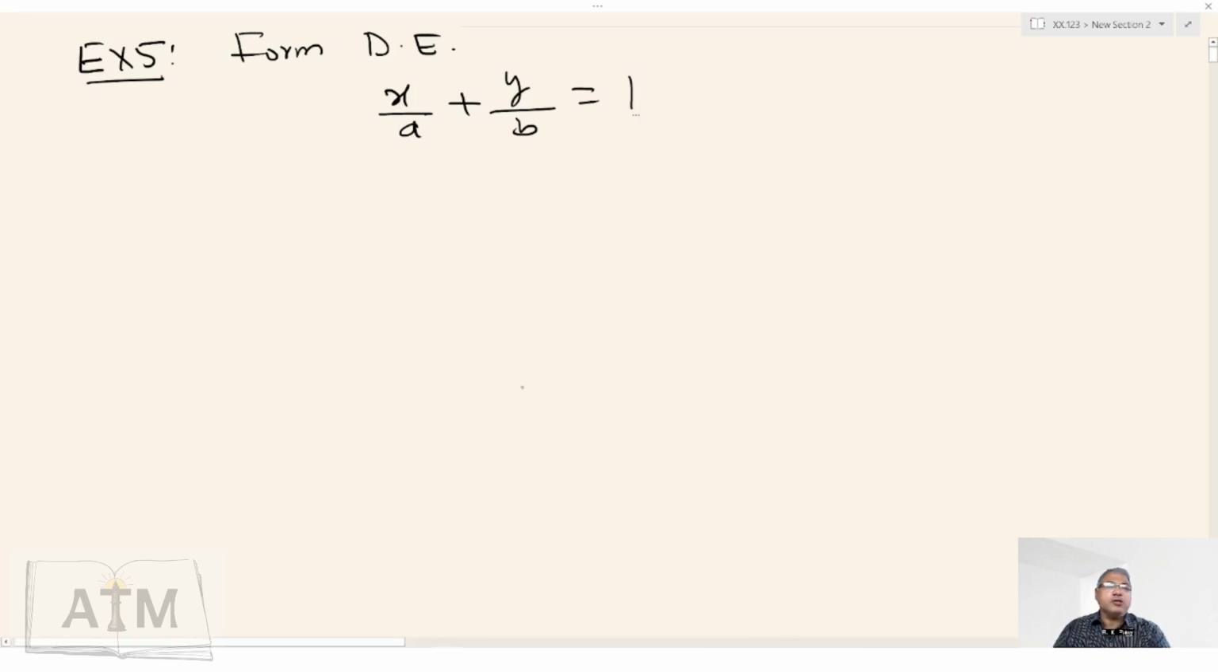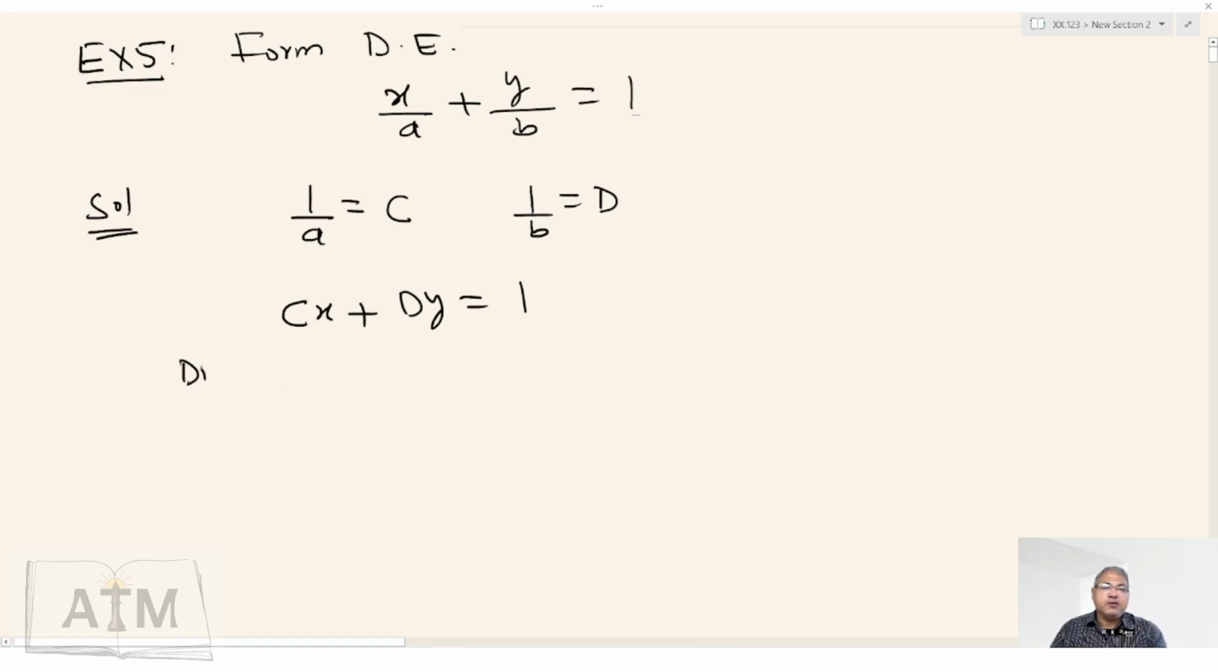From the differential equation, if x upon a plus y upon b equals 1, the constants are in the denominator. To get rid of the denominator, let 1 upon a equal c and 1 upon b equal d. In this way, we get rid of the denominator, that is, cx plus dy equals 1.